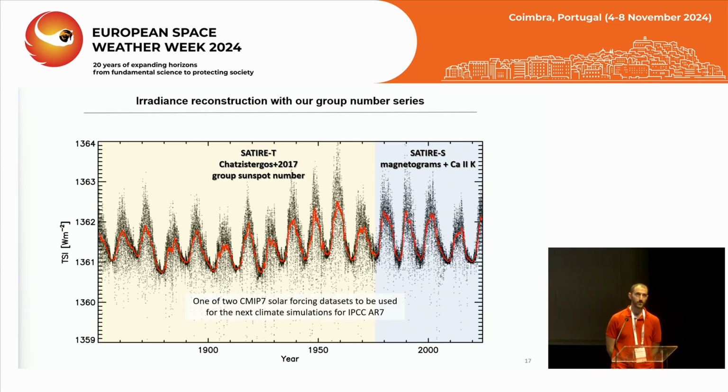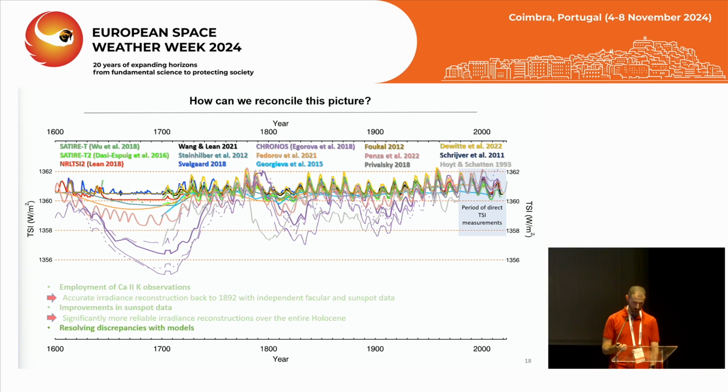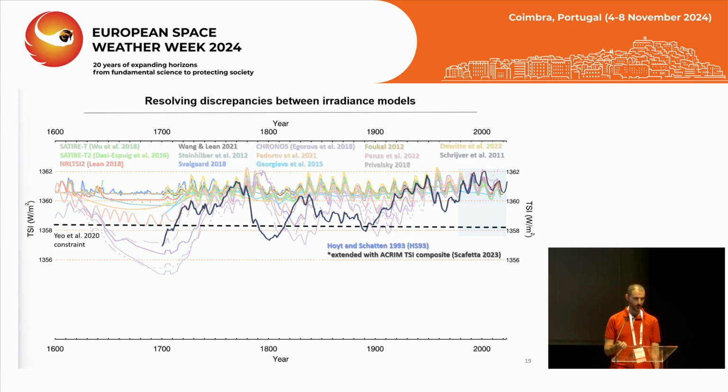Combining the reconstruction of irradiance that I showed you before with SATIRE and this group number series, we could also get a reconstruction of irradiance for the last 300 years, which is now one of the 2 solar forcing datasets used by CMIP, and it's going to be used for the next IPCC report. And I think I'm running late, so I'm going to be very quick with the very last point.